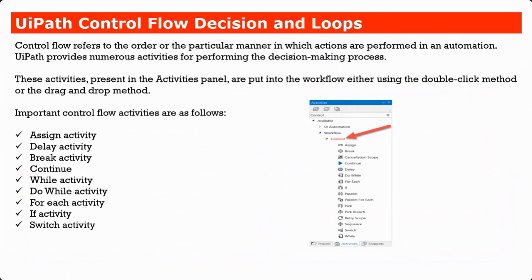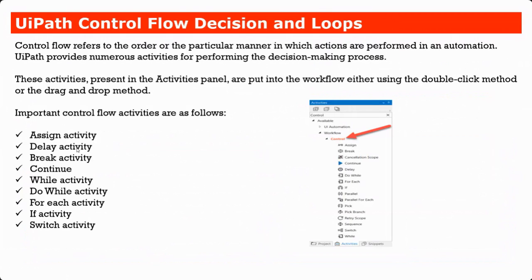All these flow control and decisions work exactly in the same way that they do in other programming languages. Some of the important control flow activities are the assign activity, which is used when you want to assign some values. The delay activity is used when you want to delay for a certain duration. Say for example, if you click on the button and you are waiting for a file to be downloaded, you need to wait for 5 seconds before you can perform some task. So you need to put a delay activity there.